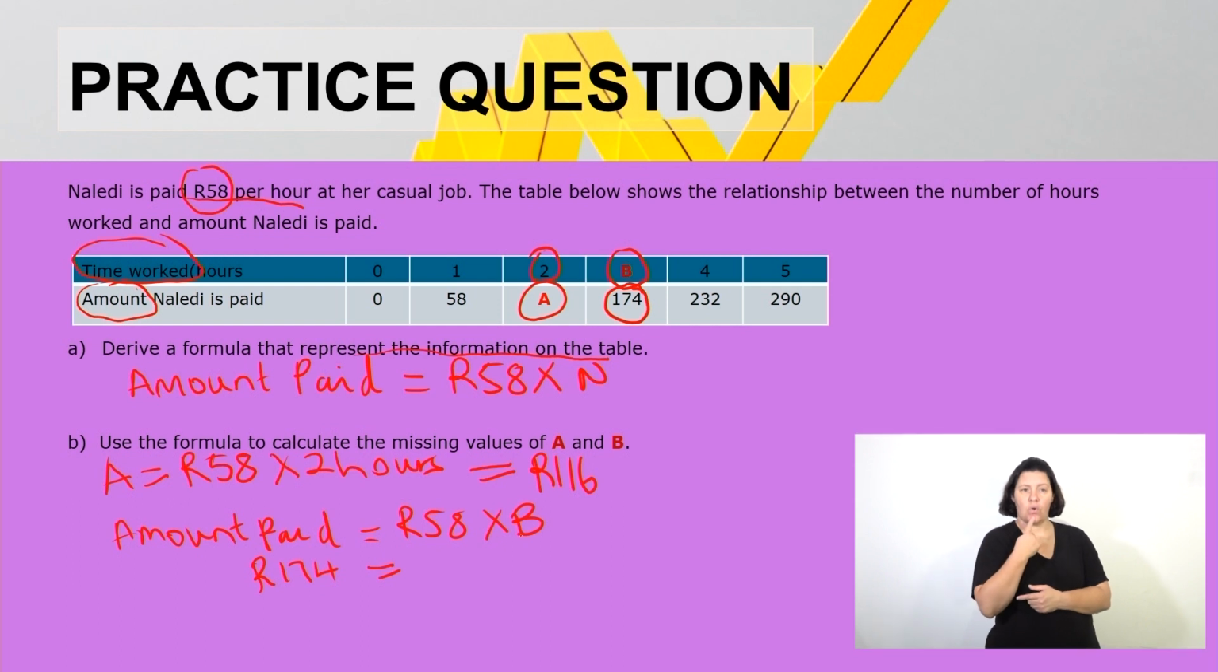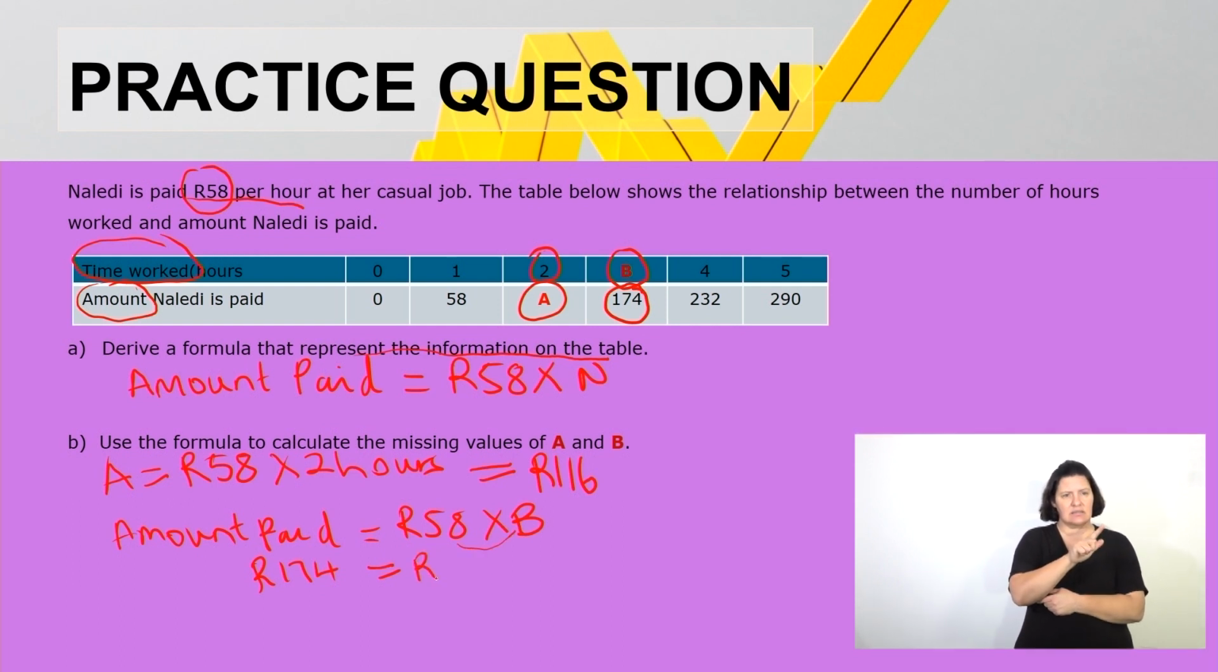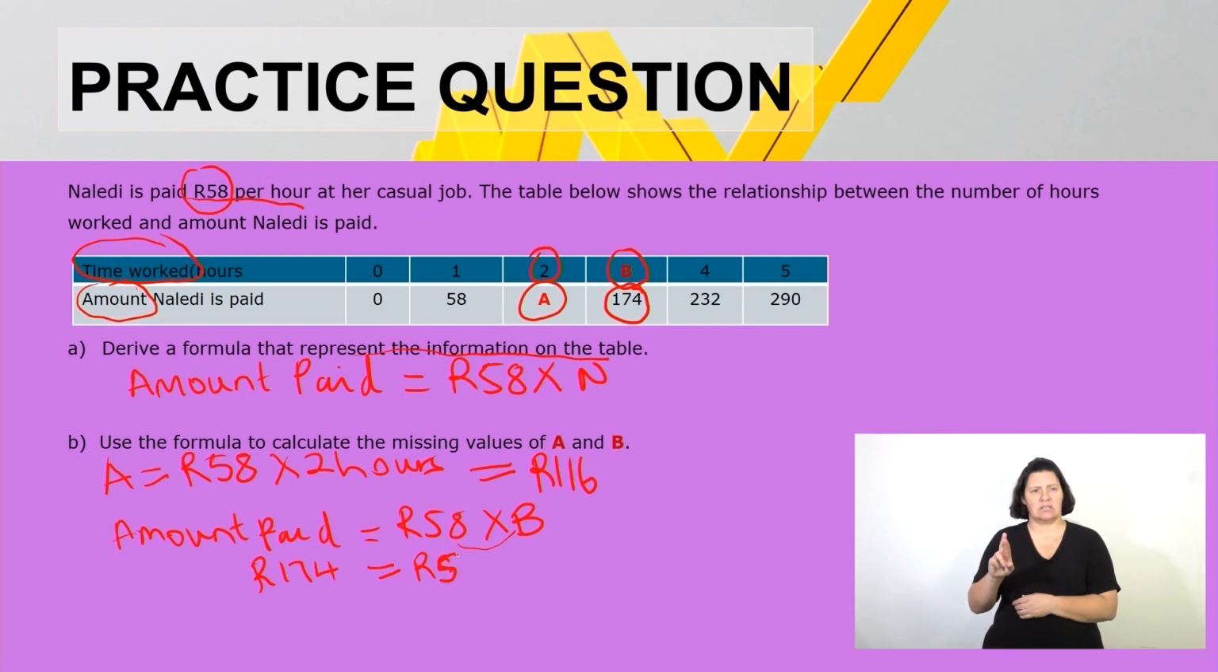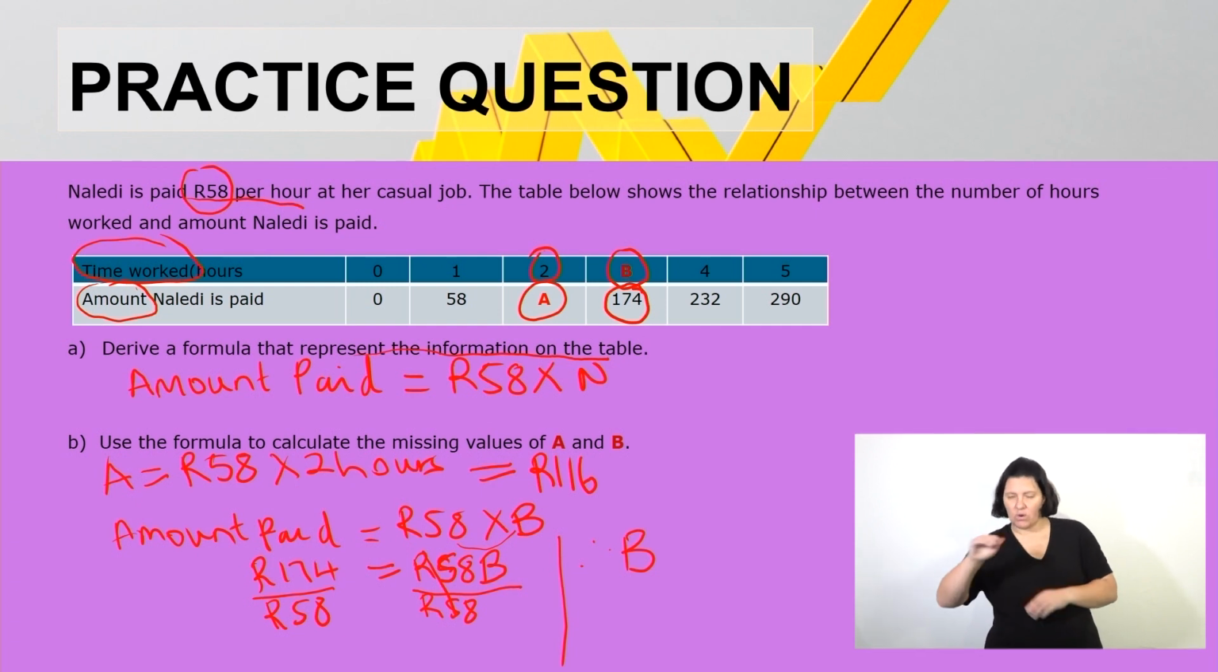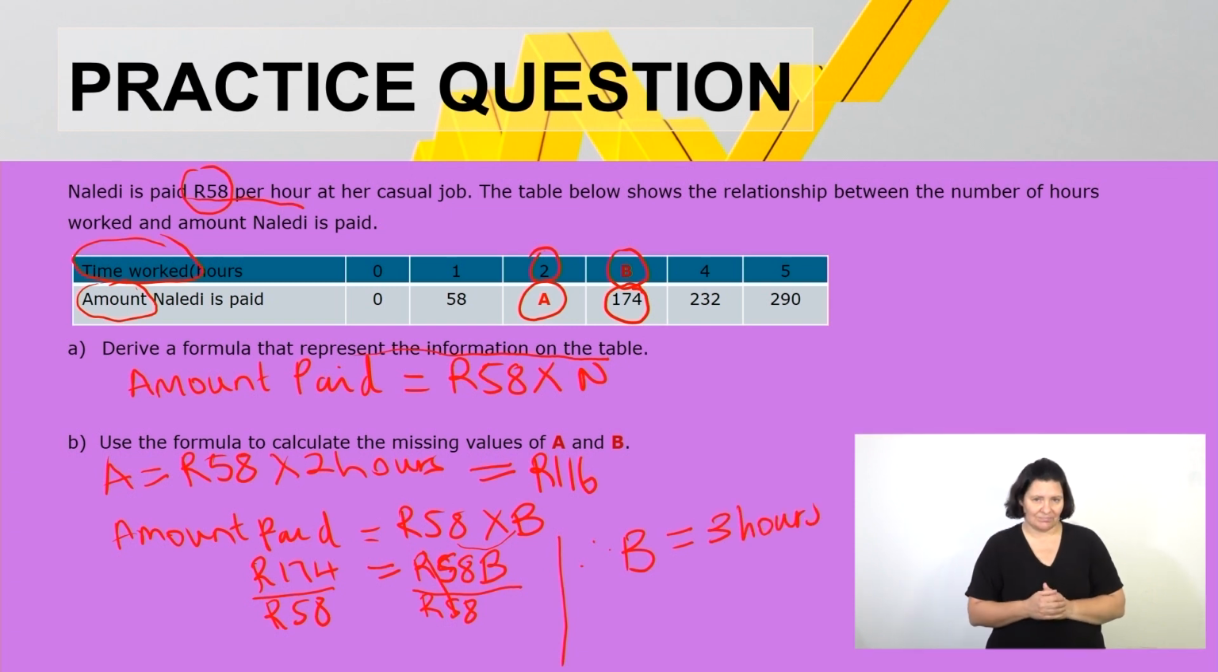So we say 58 rand multiplied by B, we get 174. Again, we need B alone. We divide by the value that is sitting next to B and observe the rule that says, what you do on the left-hand side, you also do on the right-hand side. These two are going to cancel one another. So we're going to get B being equals to 174 divided by 58. This will give us 3 hours. I'm sure it was easy and you are still enjoying this one with me.